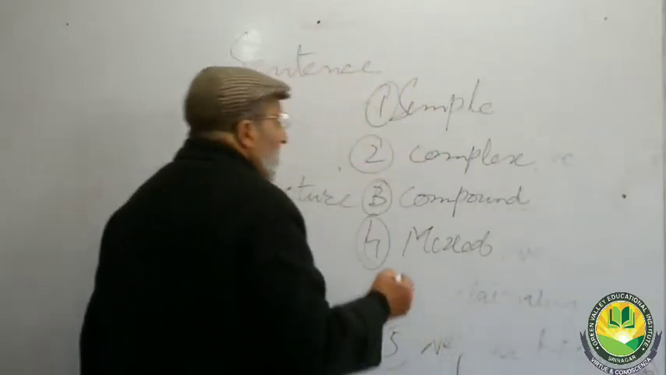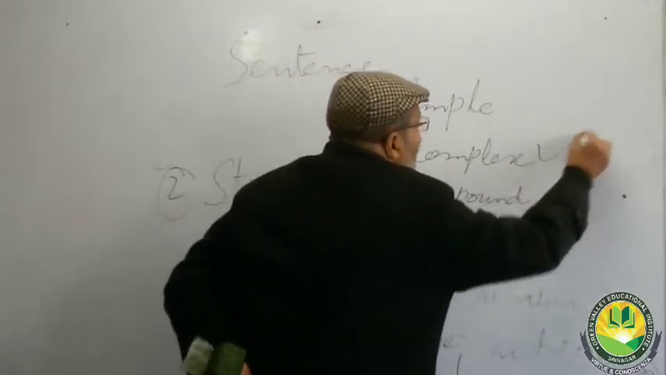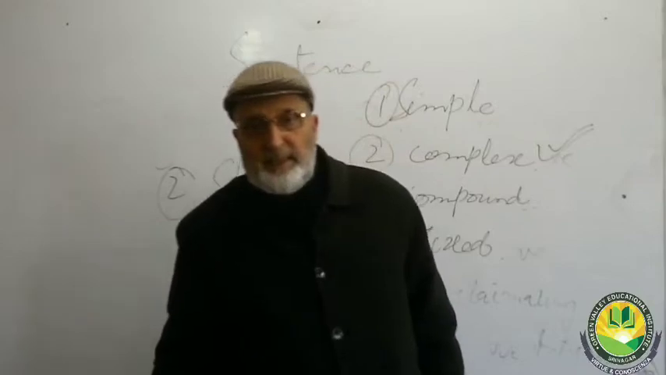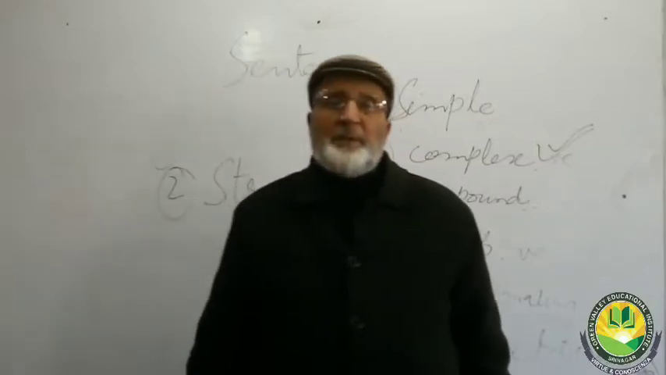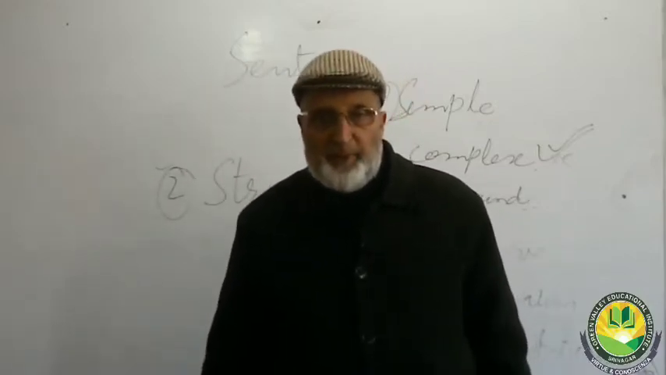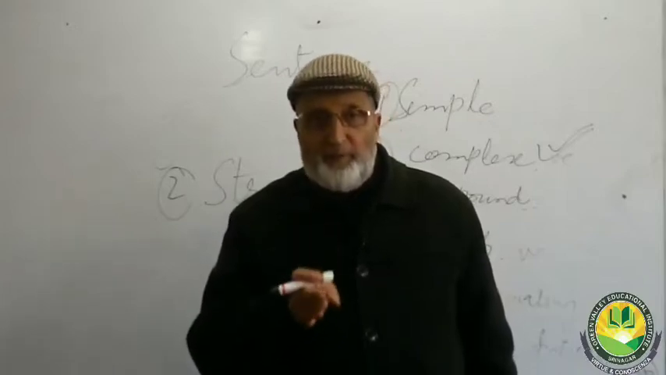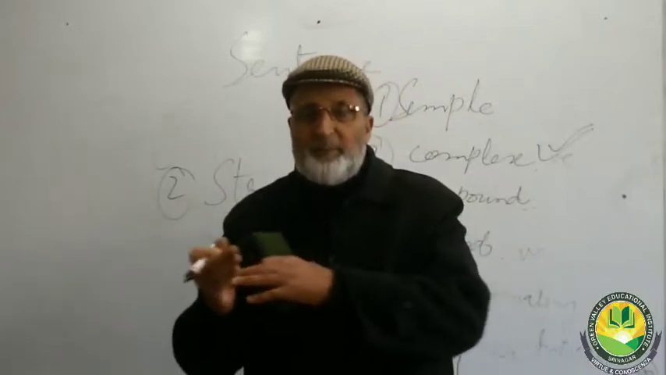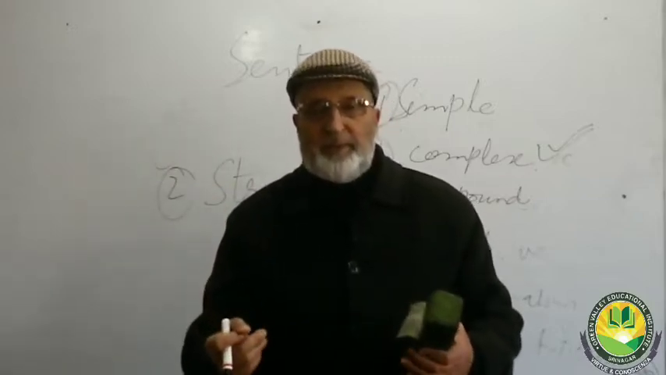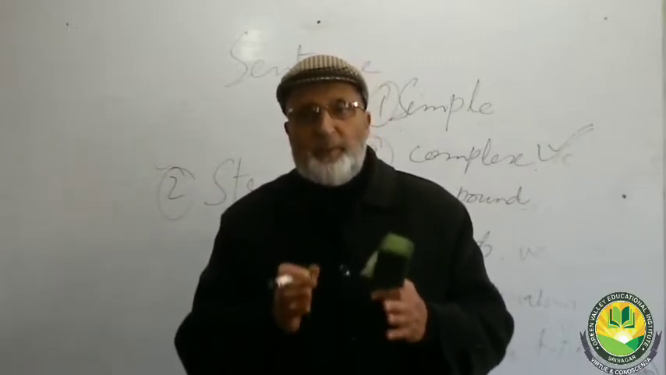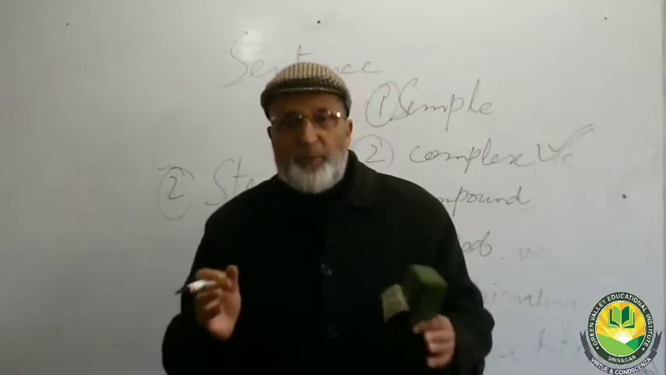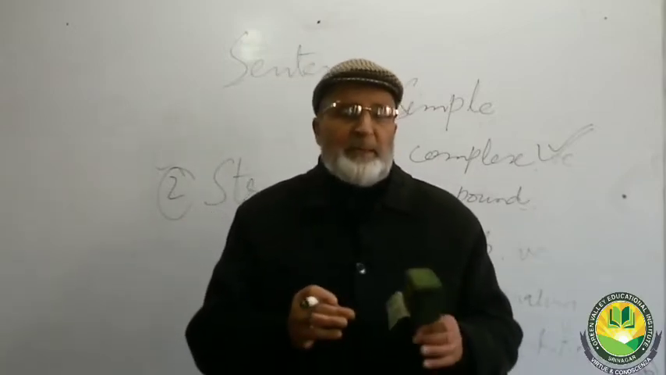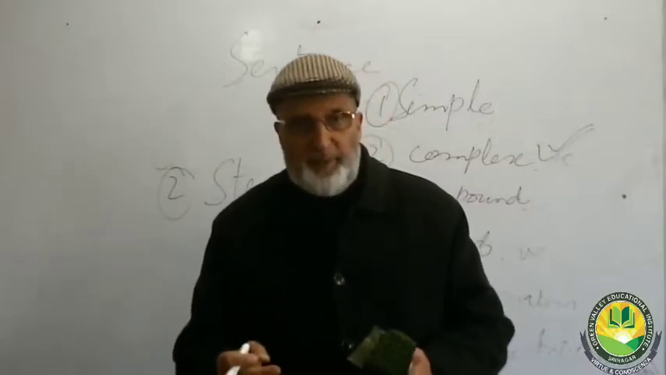So, number two, now let's go to the complex sentence. A complex sentence is a sentence that uses more than one verb. More than one verb. I didn't say two. I didn't say 100. No, it's more than one. It can be two. It can be even more than 100. Now, each verb forms a clause of its own, and a clause is referred to as the family of the verb.